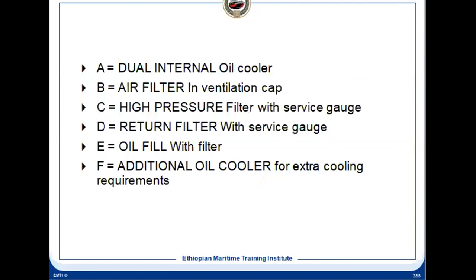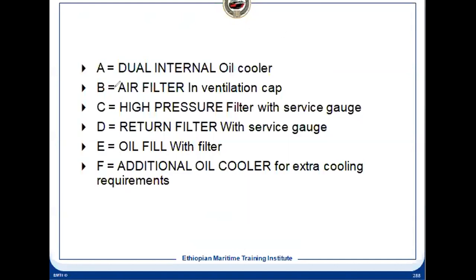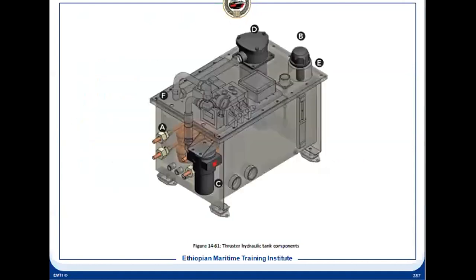So this is dual internal. In this particular case, two coils are shown, that is dual. And the air filter is the ventilating cap, that is A. This is B, that is the breather. And then you have the high pressure C.